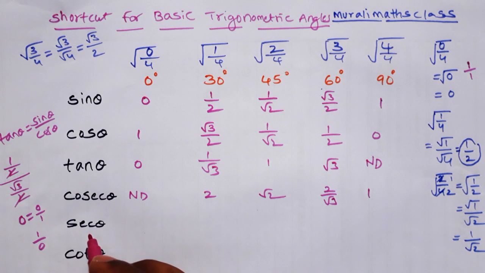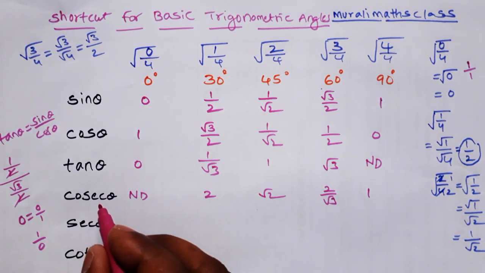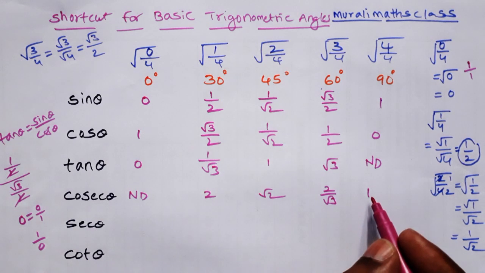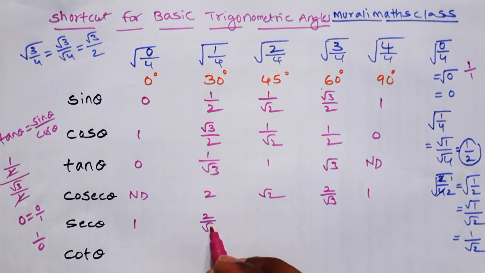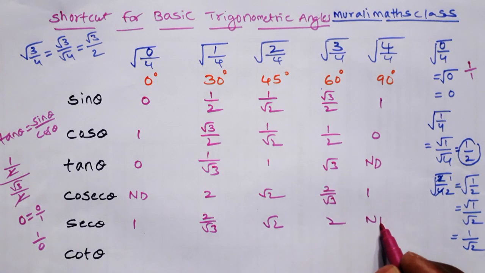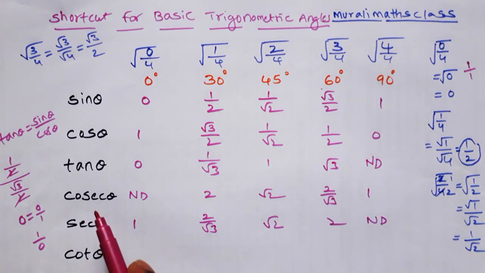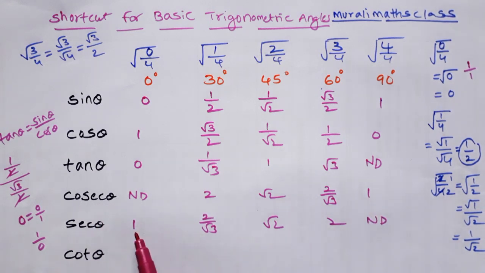Secant. Secant, what we have to do? Just write these values in reverse. Cosecant we have the values, so you write these values in reverse. Ending, write at the starting. Ending is right here, 2 by root 3, root 2 here, 2 here, not defined here. That's all. Cosecant and secant values, from the ending we have to write at the starting. The ending becomes the starting. Next we have 2 by root 3 right here, root 2 right here, 2 here, not defined here. That's it.